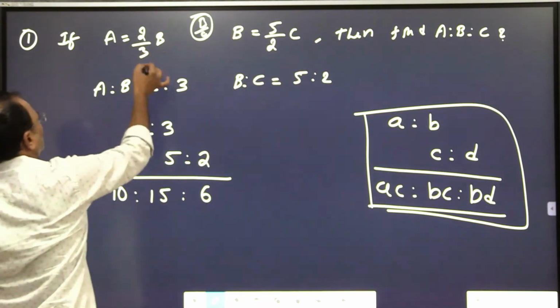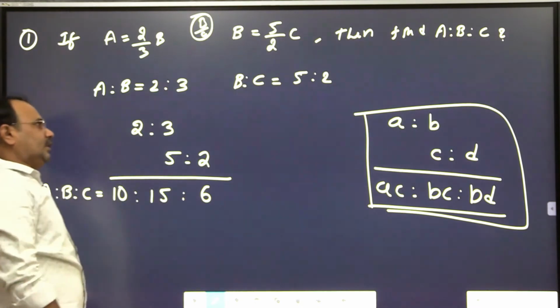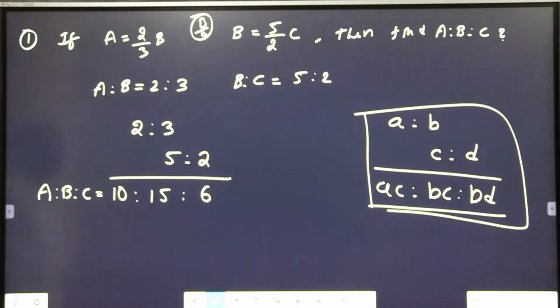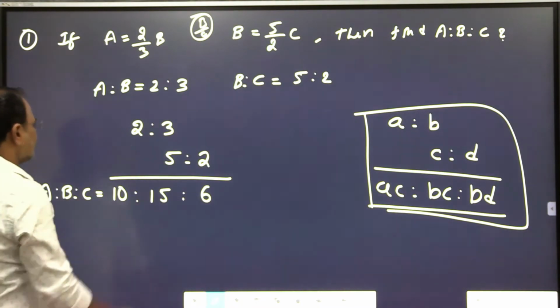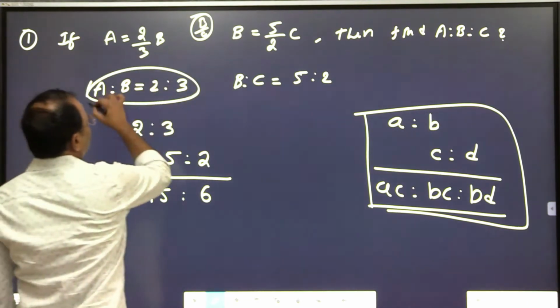So a is equal to 2/3 b, b is equal to 5/2 c, then find a is to b is to c. Then a is to b is to c is equal to 10 is to 15 is to 6. 2 5s are 10, 3 5s are 15, 3 2s are 6. You do not need to write this again.